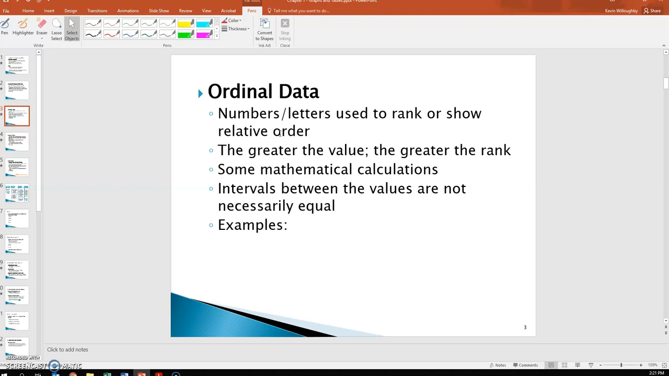Or you go to the doctor's office and the doctor asks, how much pain are you in on a scale of 1 to 10 or 1 to 5? So indicating 4 or 5 means you are in a great deal of pain, versus someone who says that they are only in 1 or 2.